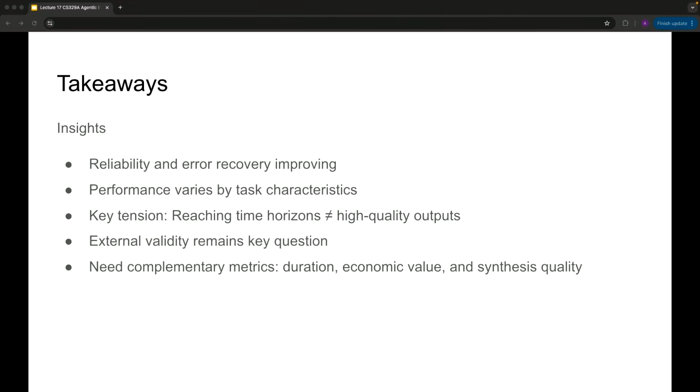So in general, the reliability and the error recovery of the model should continue to improve, but the performance will still vary over task types, like which category of tasks we are looking at. Even if the models are solving longer and longer horizon tasks, that doesn't necessarily mean they're always giving highly reliable or quality outputs. So we need metrics which are duration-based, economic value-based, and also synthesis quality-based, and you still need to validate them against humans who can solve these tasks.